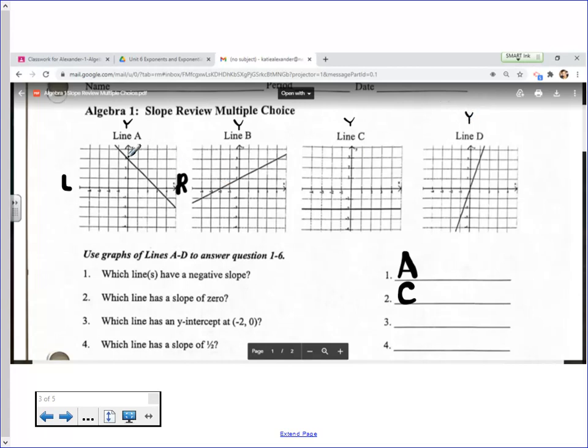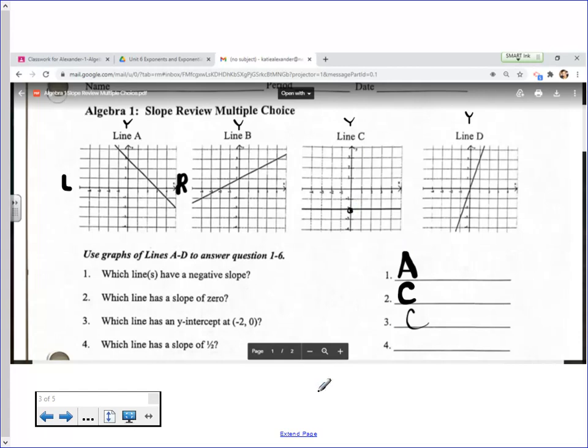So the first one crosses up here at +1, 2, 3. That's not it. The second one crosses at +1. That's not it. The third one crosses at -2. So number 3 is C as well. I heard a bunch of you say that. So that's how I know: I look to see where my line crosses. It crosses at the point -2, 0.